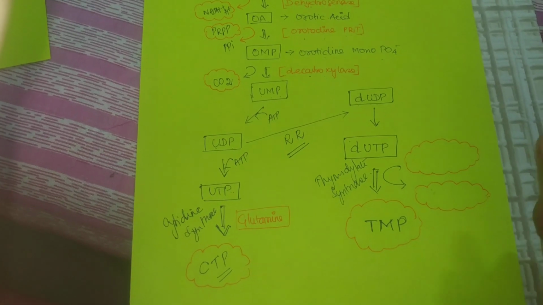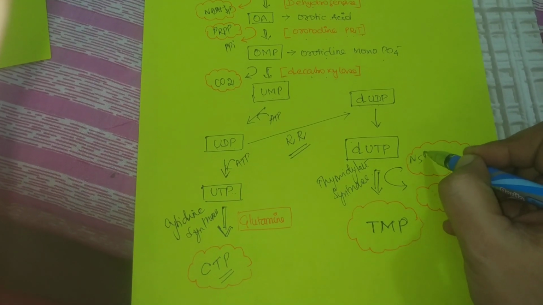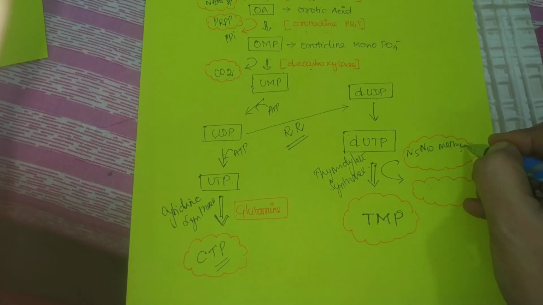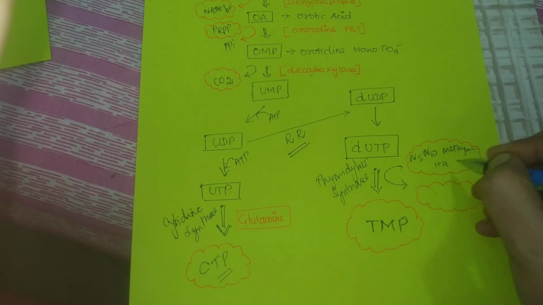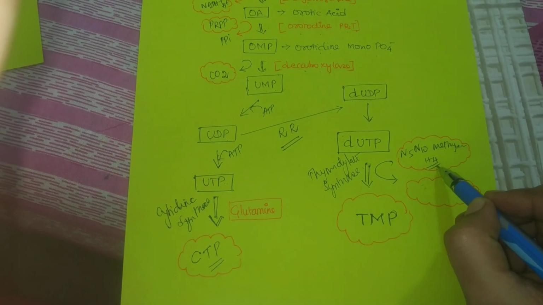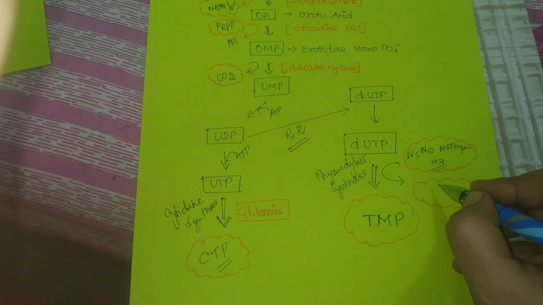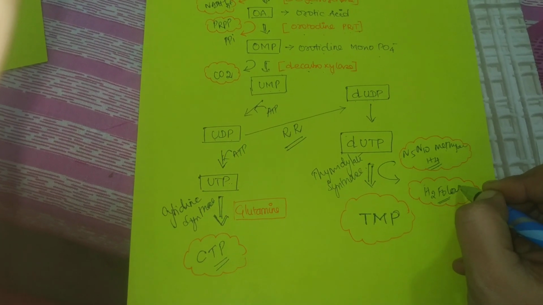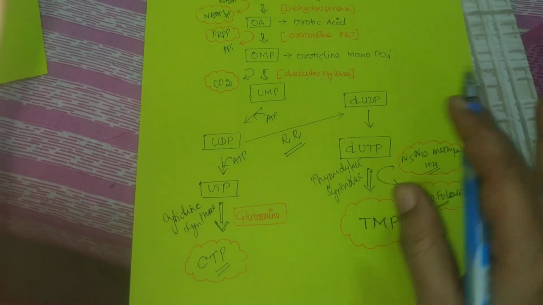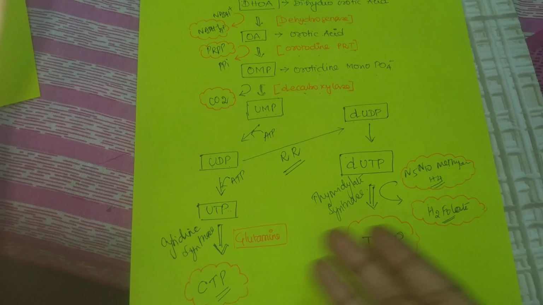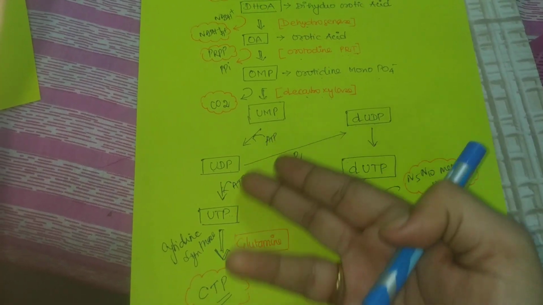The leftover ingredient is N5N10 methylene tetrahydrofolate. H4 is tetrahydrofolate. So this N5N10 methylene tetrahydrofolate will be converted to dihydrofolate. Okay, is it clear? That's all. So 3 ingredients have been used. The initial 6 steps give uridine and its phosphates, and then the synthesis of cytidine triphosphate and thymidine monophosphate.